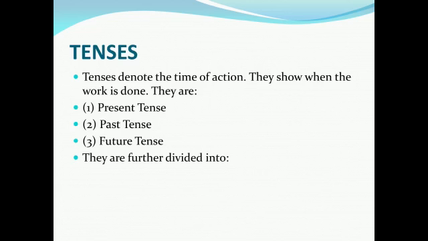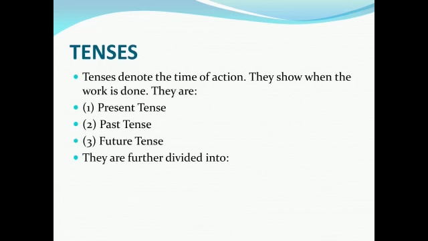Then comes the perfect tense: present perfect tense, past perfect tense, and future perfect tense. Then we have the perfect continuous tense, so that is present perfect continuous tense, past perfect continuous tense, and future perfect continuous tense. So this way we have four different categories of these three tenses.